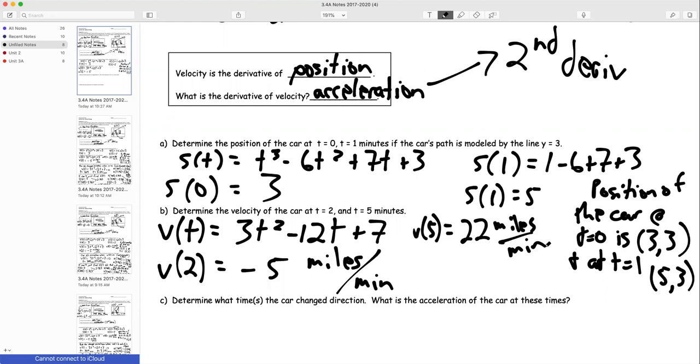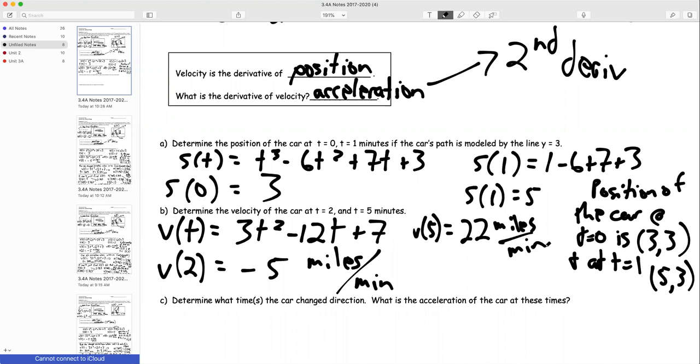So far, so good. Anything you want to ask me? Where did you plug in the 5 in the equation? They asked me to evaluate the velocity at t is equal to 5, so I took 5 and plugged it into the velocity equation. And so that's going to give me 75 minus 60, which is 15, plus 7, which is 22. Okay.